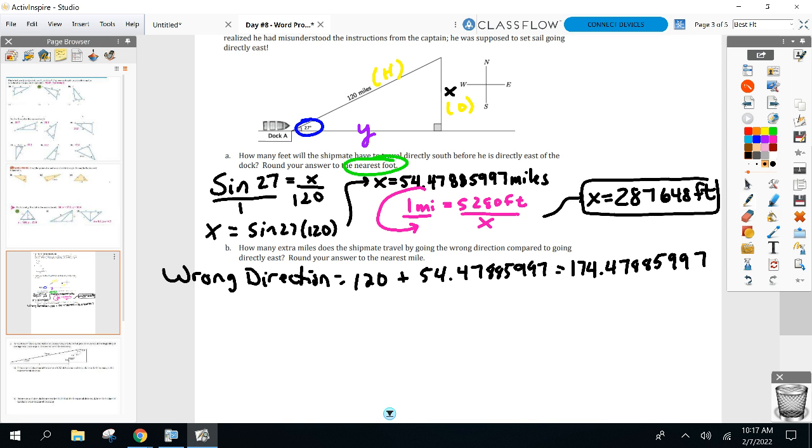27. If you are going to use the 54 in your solution, make sure it's the full calculator display.